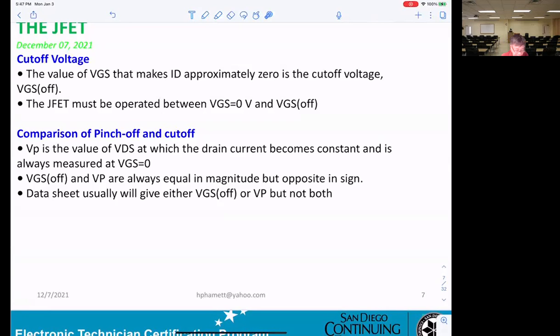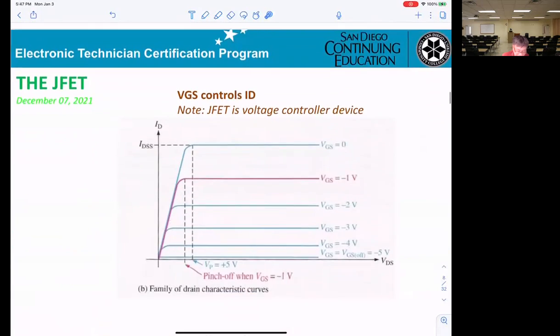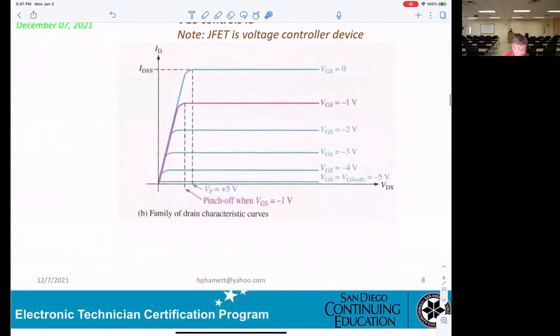Okay, VGS off or VP comes from the manufacturer. But they give you only one. They give you VGS off. They're not giving both. The thing is they are equal in value, but just opposite in polarity.